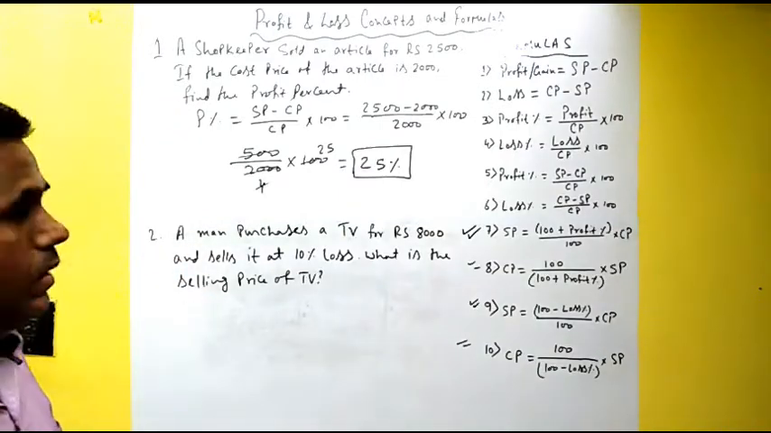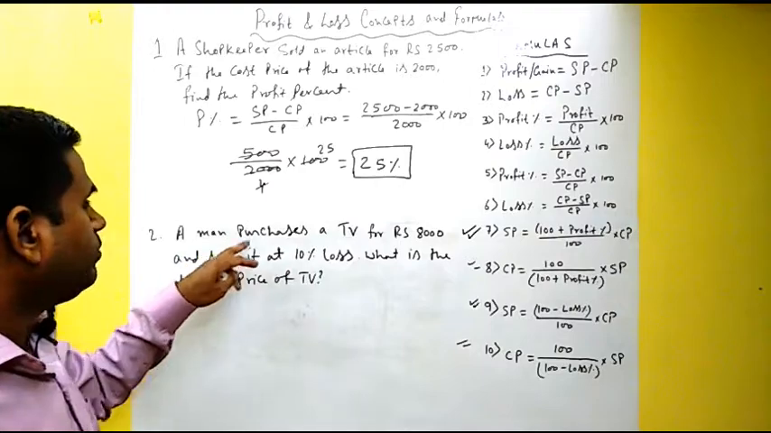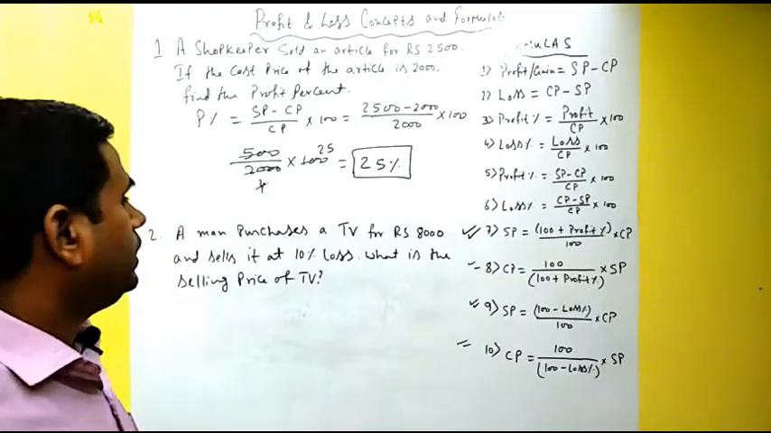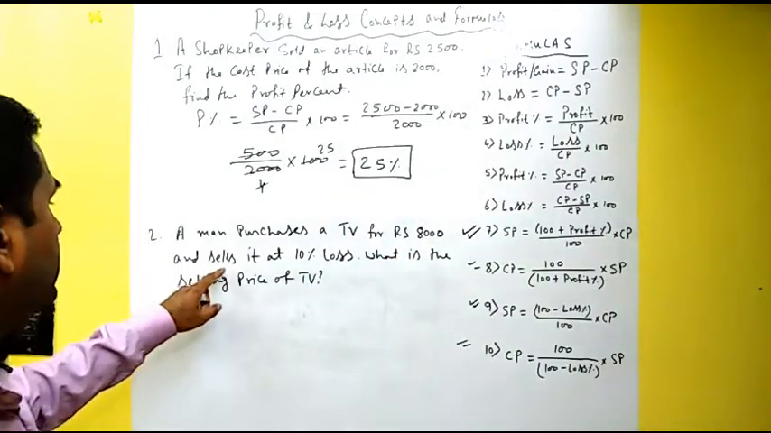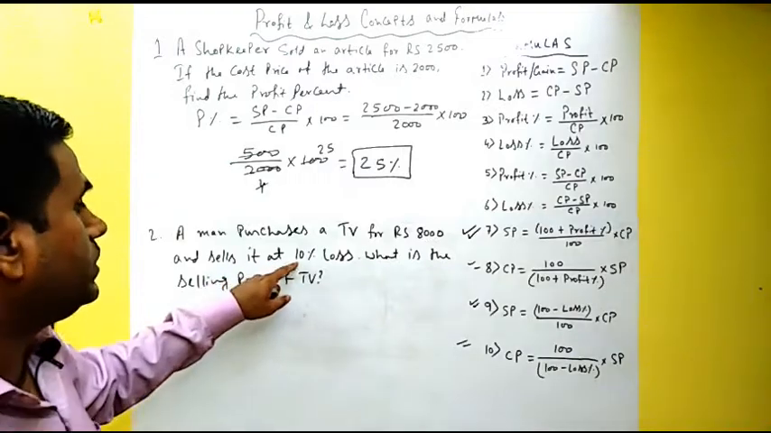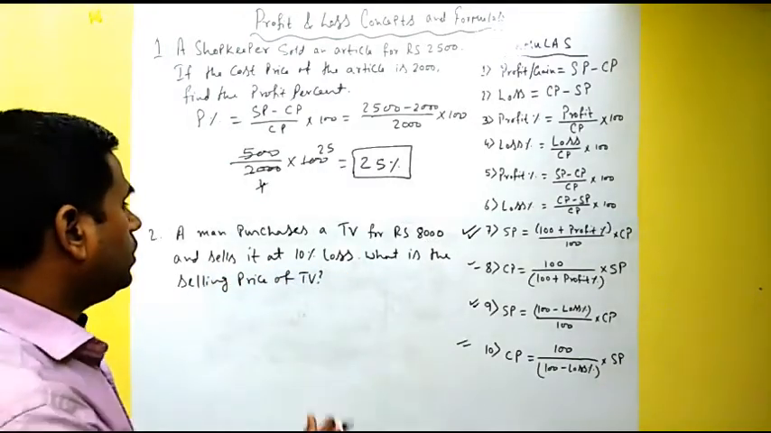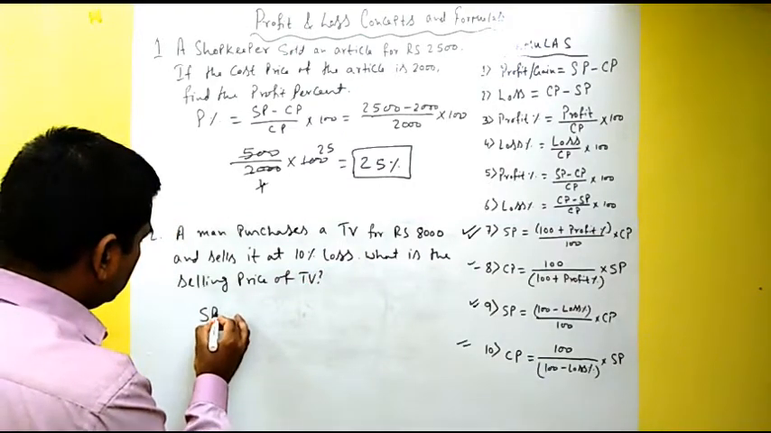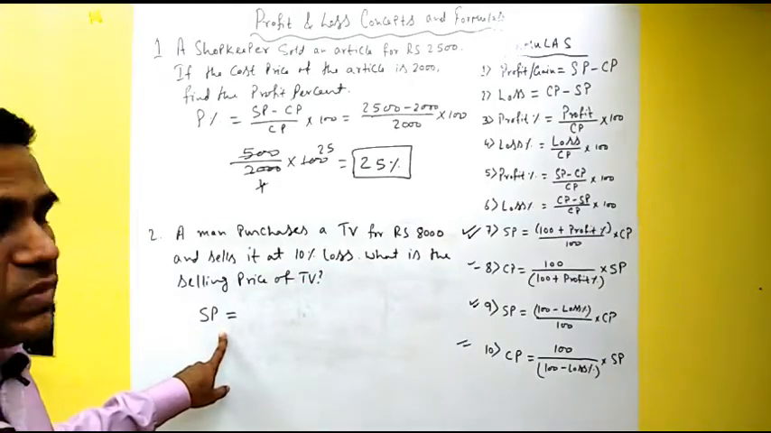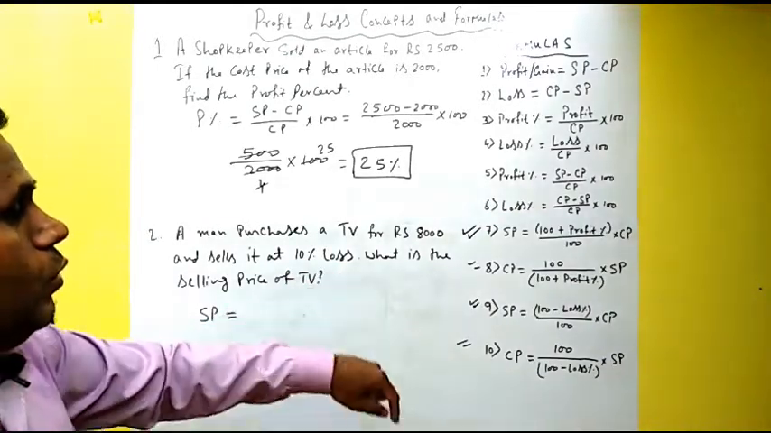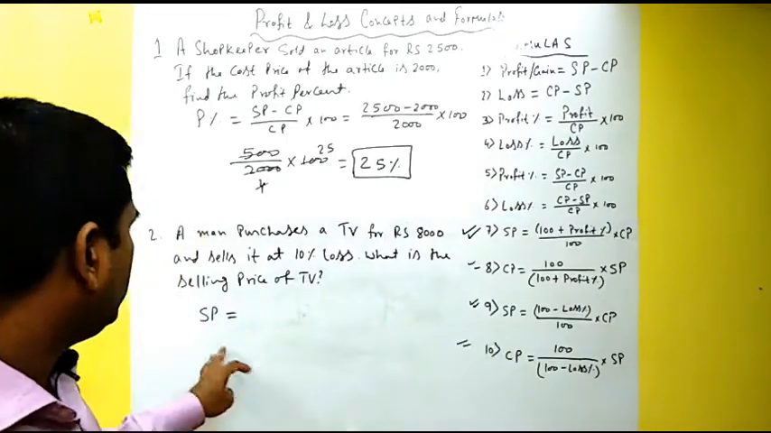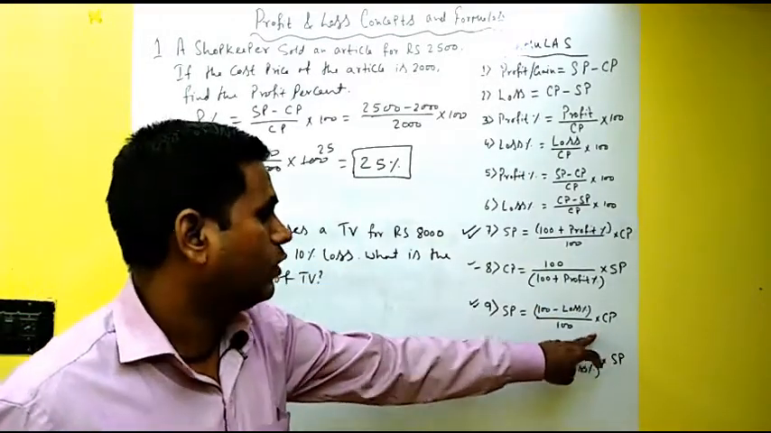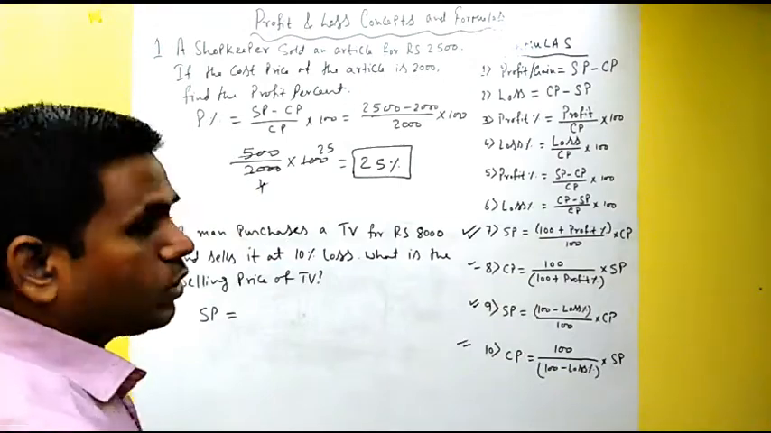Now let us solve the second question. It says a man purchased a TV for rupees 8000. So the man is purchasing the TV for 8000, that means 8000 is the cost price, and sells it at 10% loss. So loss is given in percentage. What is the selling price of the TV? That means very clearly selling price we have to calculate, and loss percentage is given. So we can see this formula where selling price we have to calculate, cost price is given, and loss percentage is given. So we can use this formula to solve this problem.